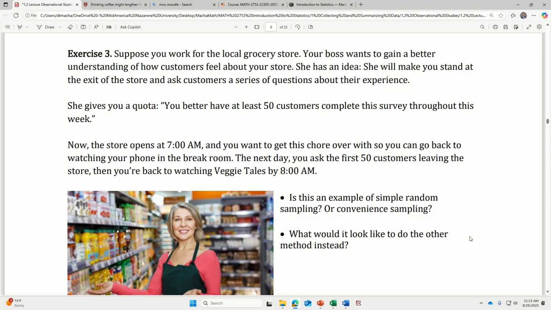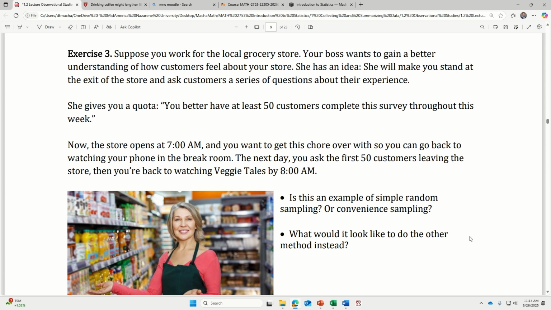It says, suppose you work for the grocery store. Your boss wants to ask customers, are you satisfied or are you not satisfied with your experience shopping at this grocery store? And as an employee, she gives you a quota. She says, you better go to 50 customers this week and have them complete this survey.